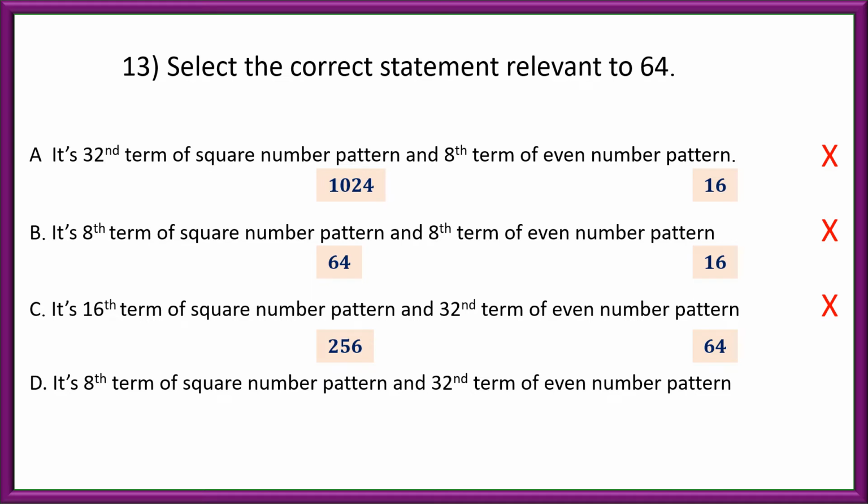Now let's move to statement D. D should be the correct one because the first three are incorrect. Therefore, the last one should be the answer. But let's see what the answers are for each part of this statement. For the first part, the eighth term of the square number pattern is 64. And the 32nd term of the even number pattern is also 64. Therefore, the correct answer should be statement D.